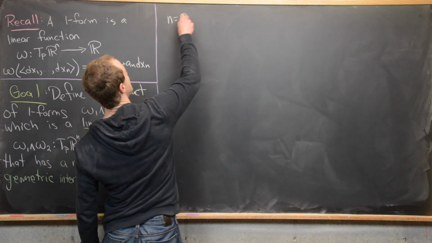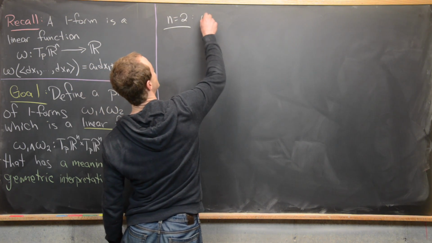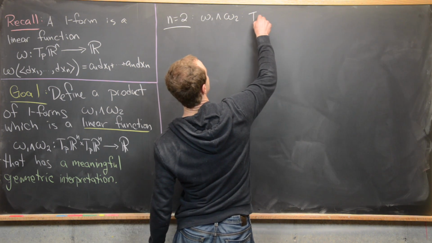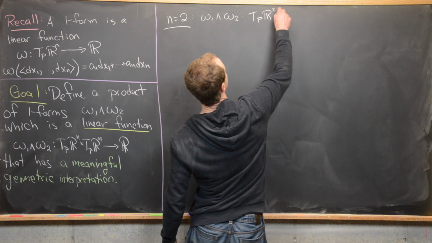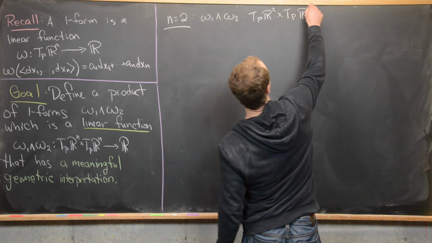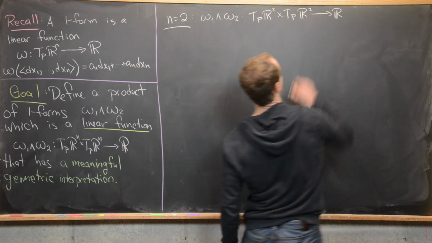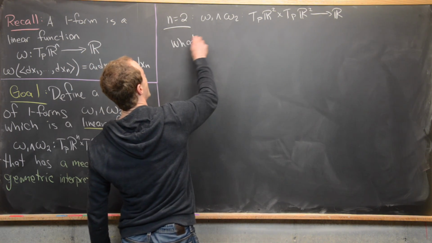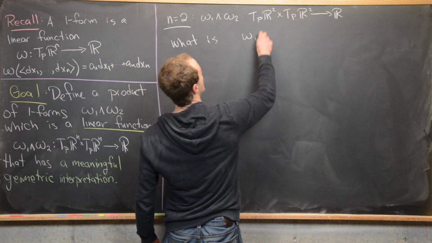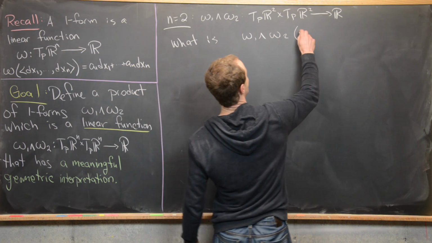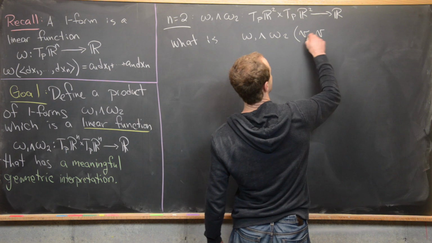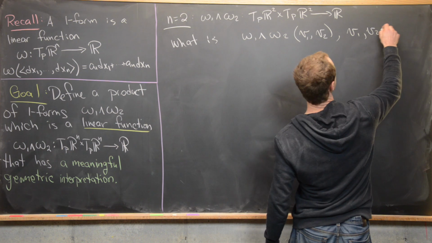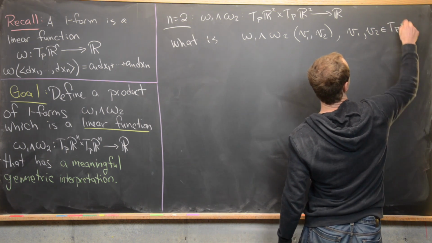Okay, so let's look at a simple case of this setup. Let's set n equal to 2, and that means we need to define omega 1 wedge omega 2, going from TPR2 cross TPR2 to the space of scalars R. In other words, we need to see what omega 1 wedge omega 2 evaluated on this ordered pair of vectors v1 and v2 is, where v1 and v2 are each vectors in TPR2.